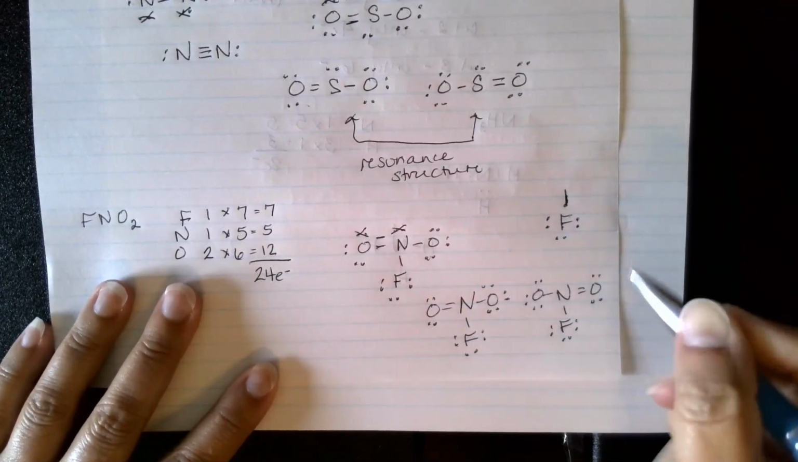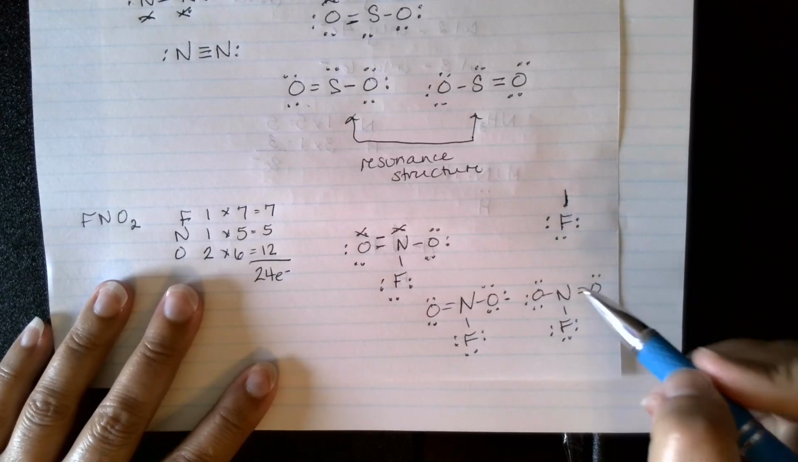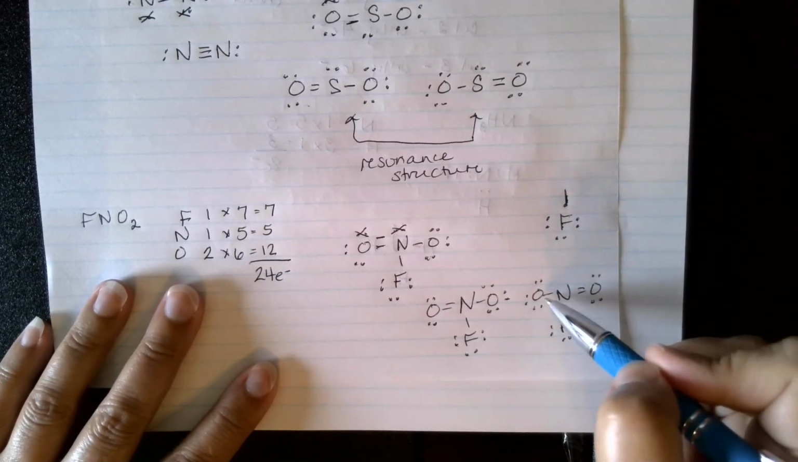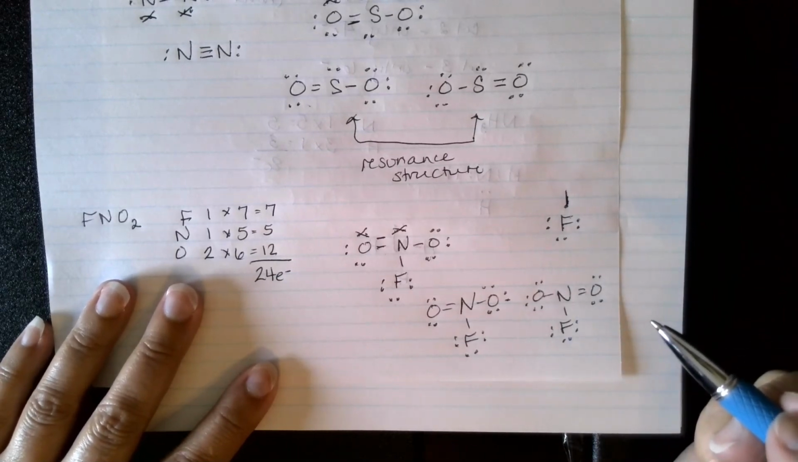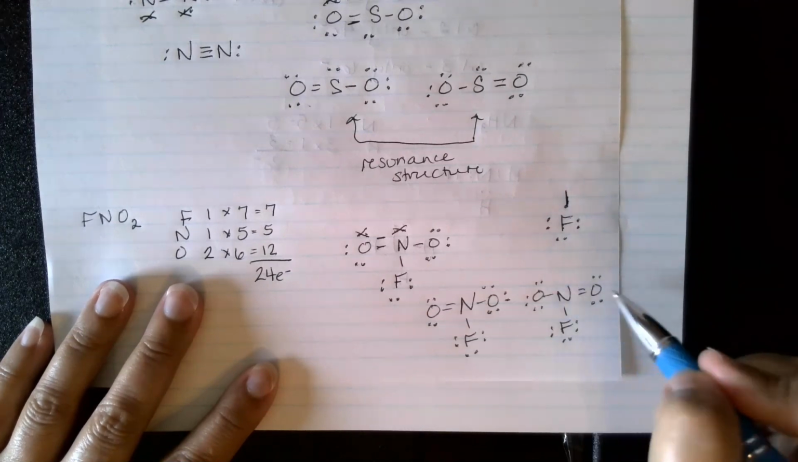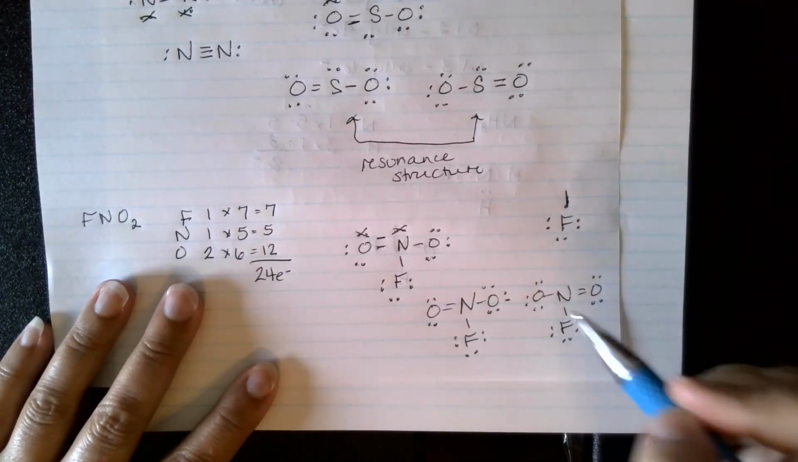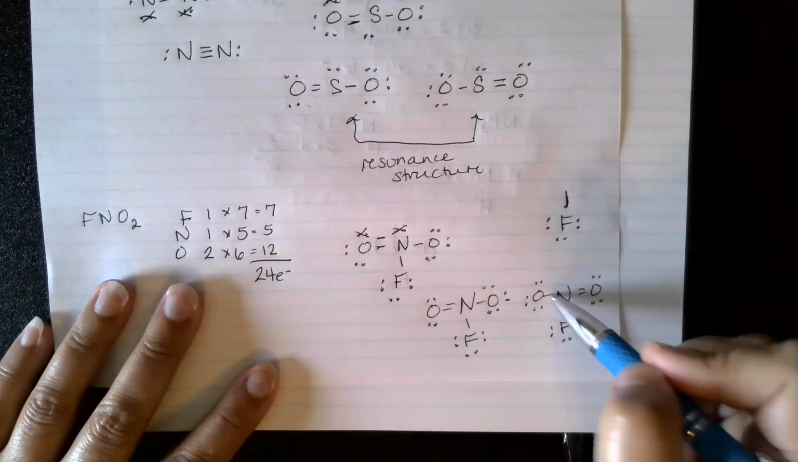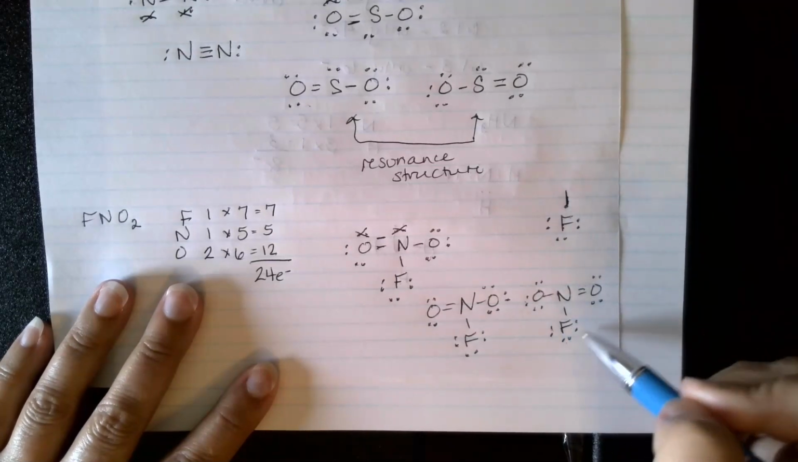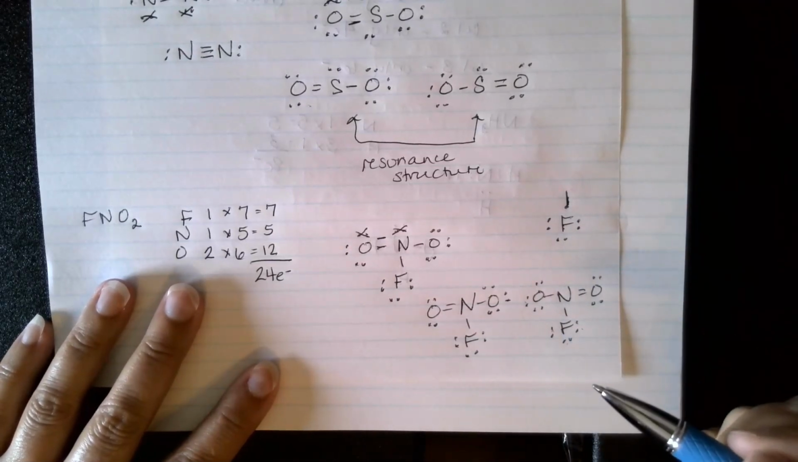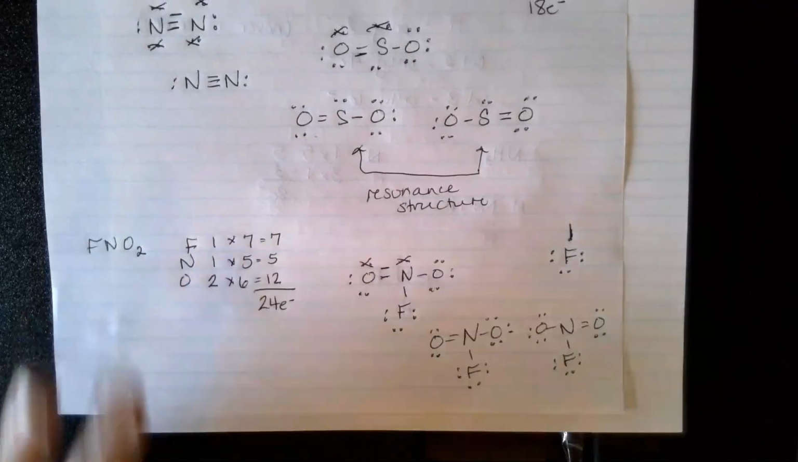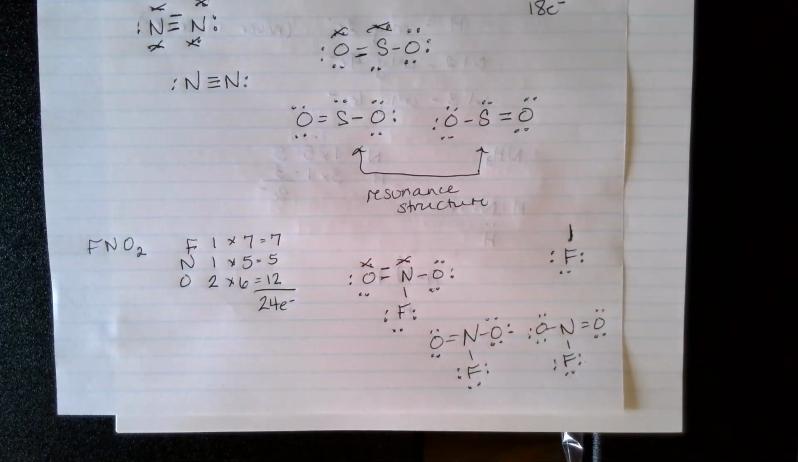And you might say, well, does N still have an octet? Yes, it does. 2, 4, 6, 8. So the N still has an octet. And each one of my O's, 2, 4, 6, 8. This O, 2, 4, 6, 8. This F, 2, 4, 6, 8. So everybody has an octet and is happy. Alright, that's a quick lesson on drawing Lewis structures.